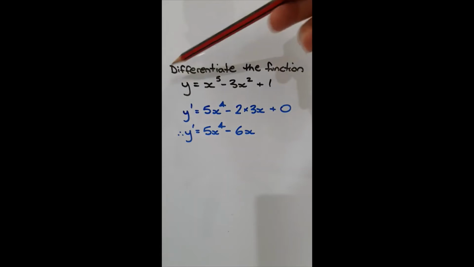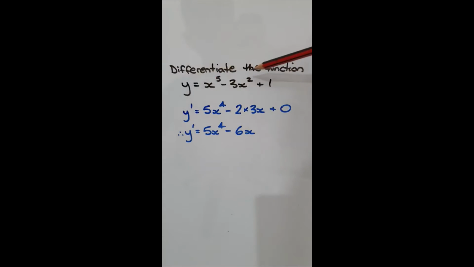Differentiate the function y equals x to the power of 5 minus 3x squared plus 1. Now, the derivative of the function is found by differentiating the individual terms. So the derivative of x to the power of 5 is 5x to the power of 4. So the old power becomes the multiplying factor, and you also reduce the old power by 1. So 5 minus 1 is 4.